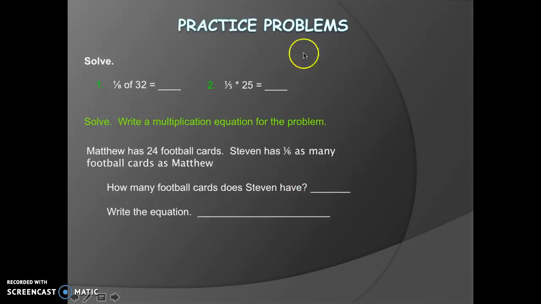Now, here are your practice problems. In your notebook, write practice problems, copy these down, and write your answer. You might have to go back and look at the video to remember how to do this. That's okay, and we'll be talking about it in group as well. Now down here is a word problem. You do not have to rewrite the word problem, but I would expect an answer here to say blank football cards, and then I would expect to see an equation here. This one is problem number 3, even though you don't see a number 3 there.